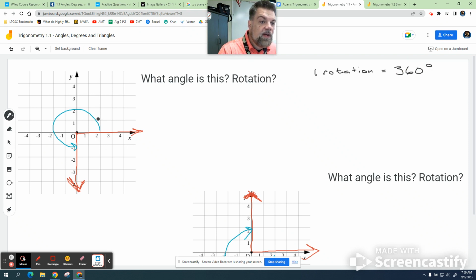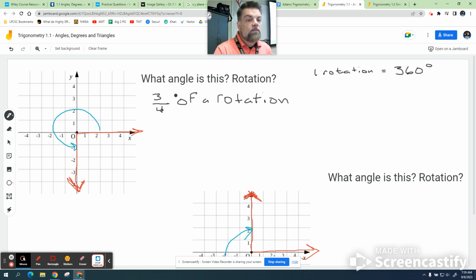Okay? So when I think about this, this is really 3/4 of a rotation, isn't it? Now, somebody just before I started recording said we're going counterclockwise, right? So counterclockwise is positive. Okay, so it's a positive 3/4.